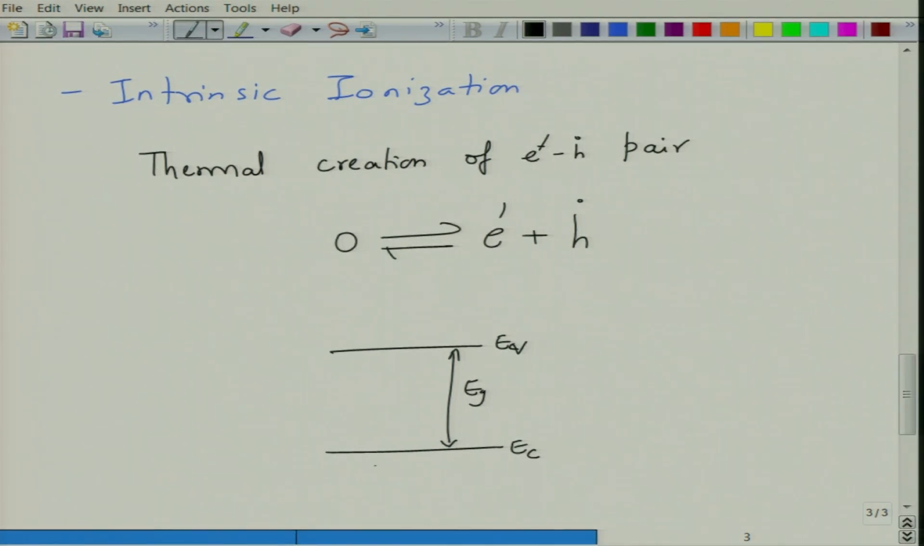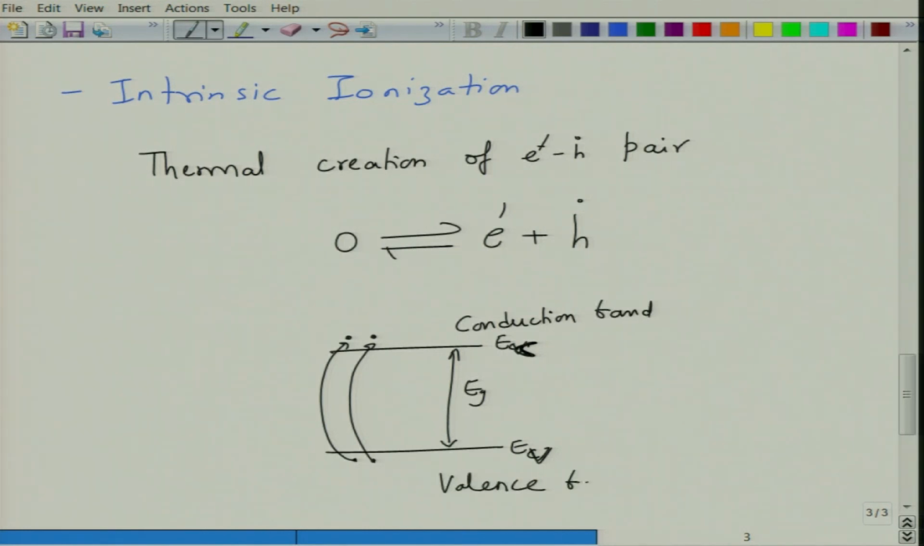So, when the temperature is raised, temperature can excite these electrons from the valence to the conduction band, this is EC and this is EV. This is the conduction band and this is the valence band. So, excitation of electrons from the valence to the conduction band causes formation of holes in the valence band and electrons in the conduction band. This is nothing but thermally created electron-hole pairs, which are created in any solid depending upon the temperature. So, these are the three methods which do not change the stoichiometry of materials.